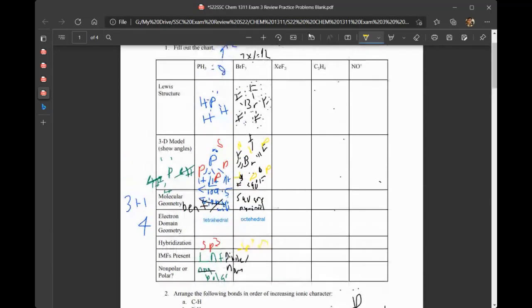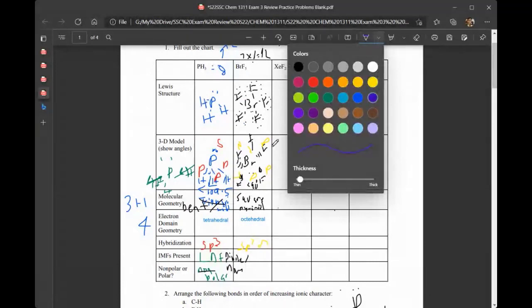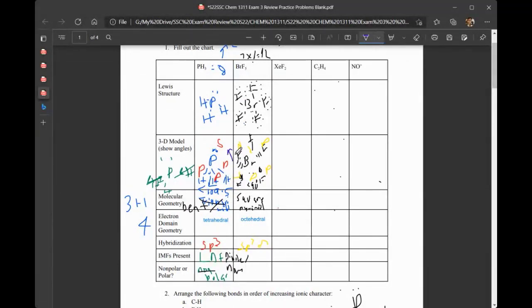Polarity: if we draw the vectors, one right here, then one right there, and right there, so that connects to all the F's, and then we have one on the top. This is going to be the odd one out because there's nothing to cancel it down here, so therefore we can say this is going to be polar. So what forces correspond to polar? We have LDF and dipole-dipole.